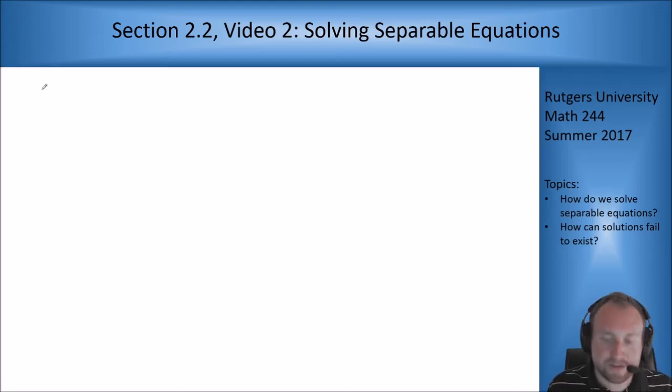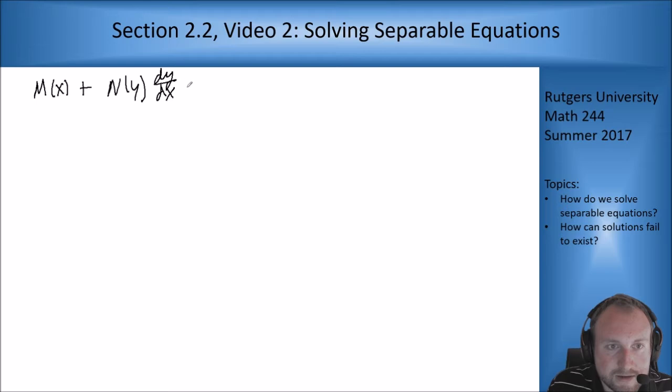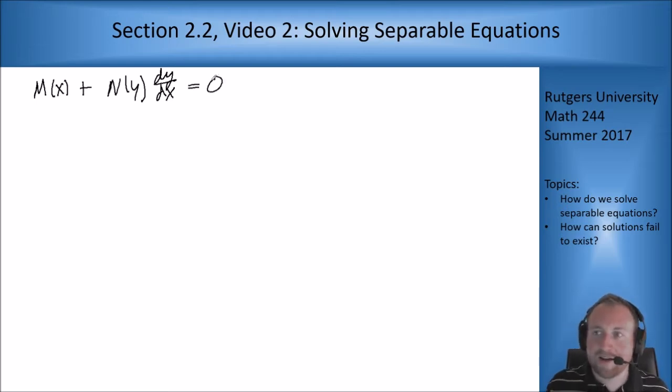So like we said in the last video, an equation is separable if you can write it in this certain form: M of x plus N of y dy/dx equals 0. So we're going to assume we have an equation that's in that form and look at how we want to go about solving it.